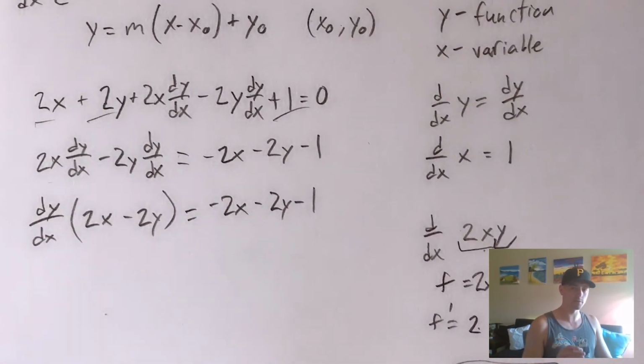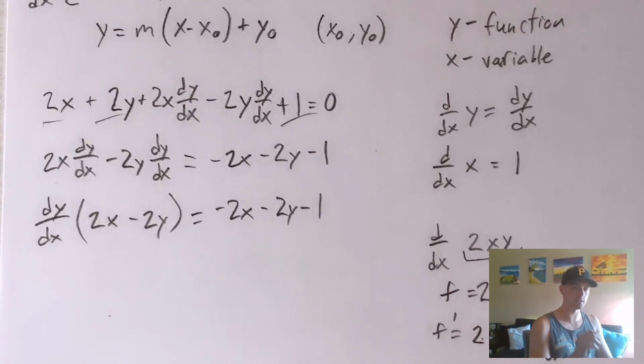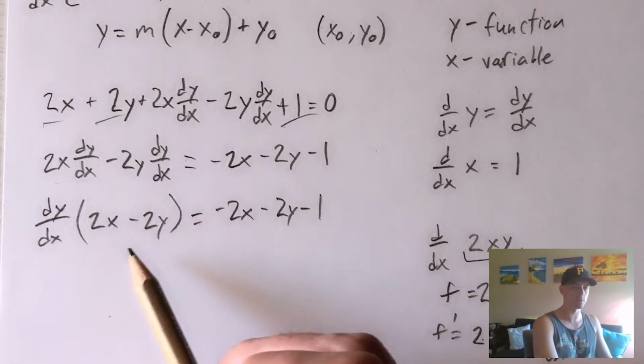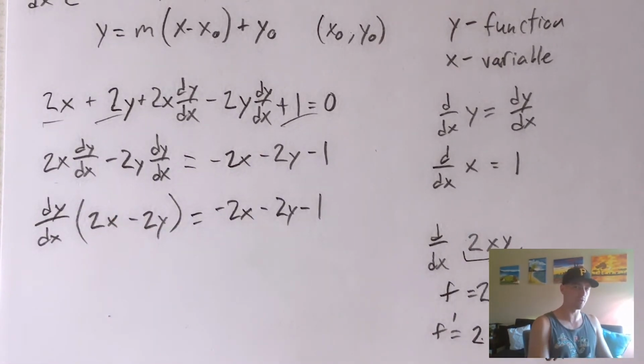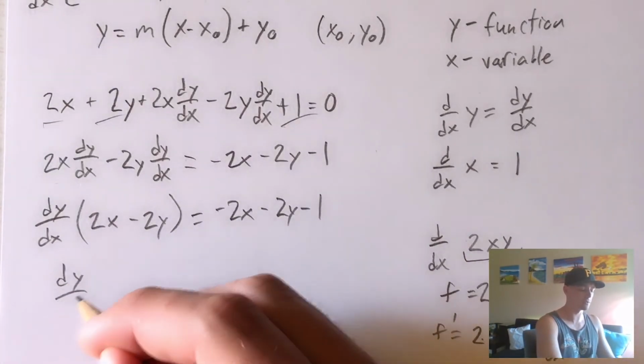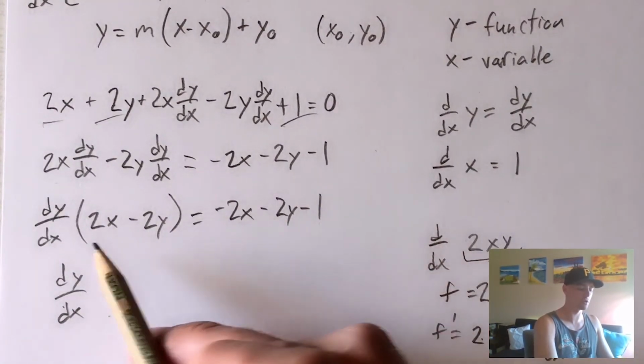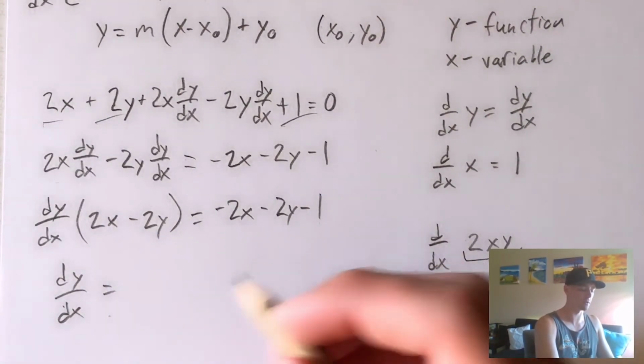And the reason why that was such a great thing to be able to do is look at what we have now. We have this equation which only has a single dy dx in it. There's only one of them. And the reason why that's so great is we can get it all by itself now and actually solve for it. To do that, since we just have dy dx times all this stuff in the parentheses, all we have to do is divide the stuff in the parentheses over to the other side of the equation. So that's basically just going to give us dy dx equaling the whole other side of the equation divided by what's in the parentheses here.